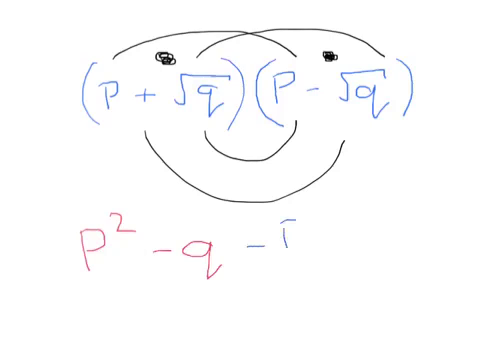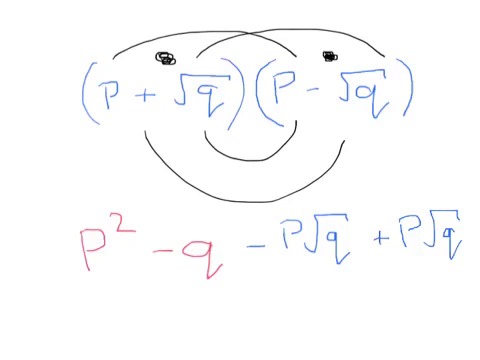Now, smiley face at the bottom, p times minus root q is going to be minus p root q, and then the final one is going to be root q times p. So there's two positives, this one's going to be plus p root q.